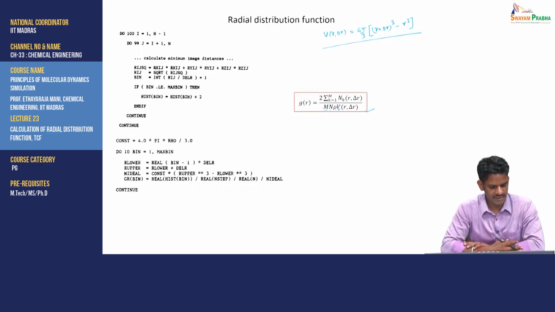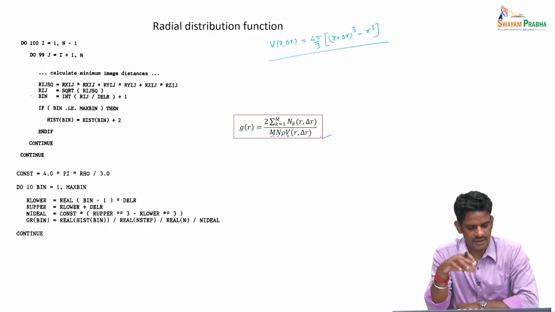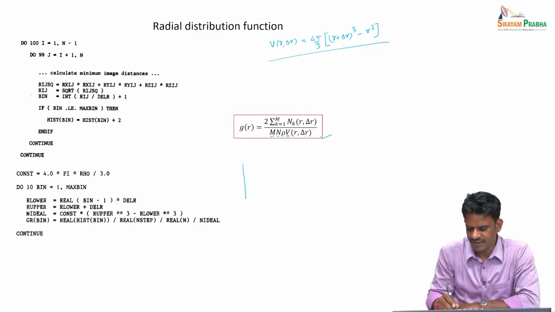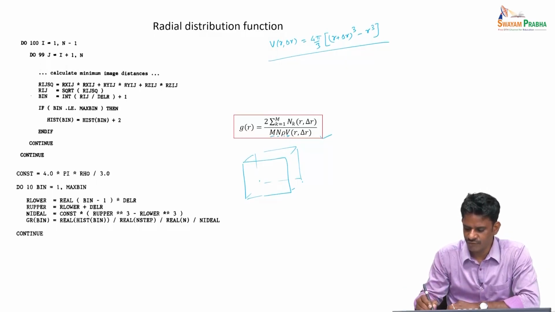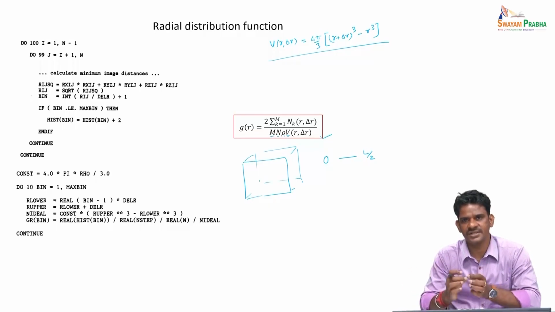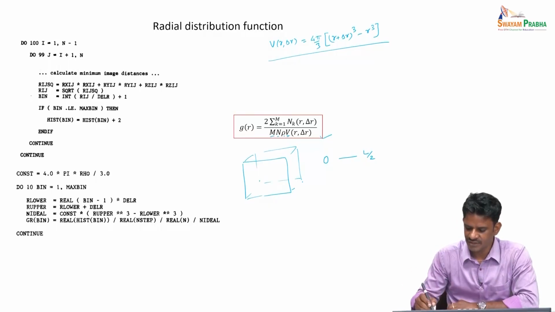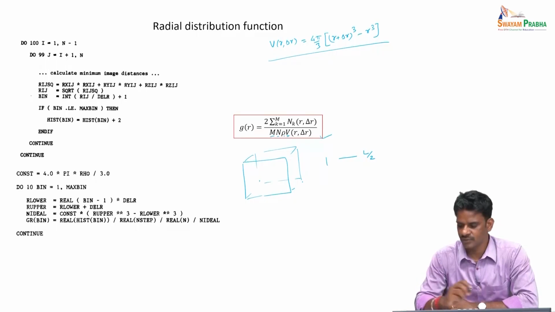If you look at this particular algorithm, the information that we get in an MD simulation is the pair distance and the square of the pair distance. If you ask what is the range over which two particles in a simulation box can be separated, they can go from 0 to L by 2. But actually it is not exactly 0, it can go from 1 sigma. So we will say 1 sigma to L by 2 sigma. So this is the range.